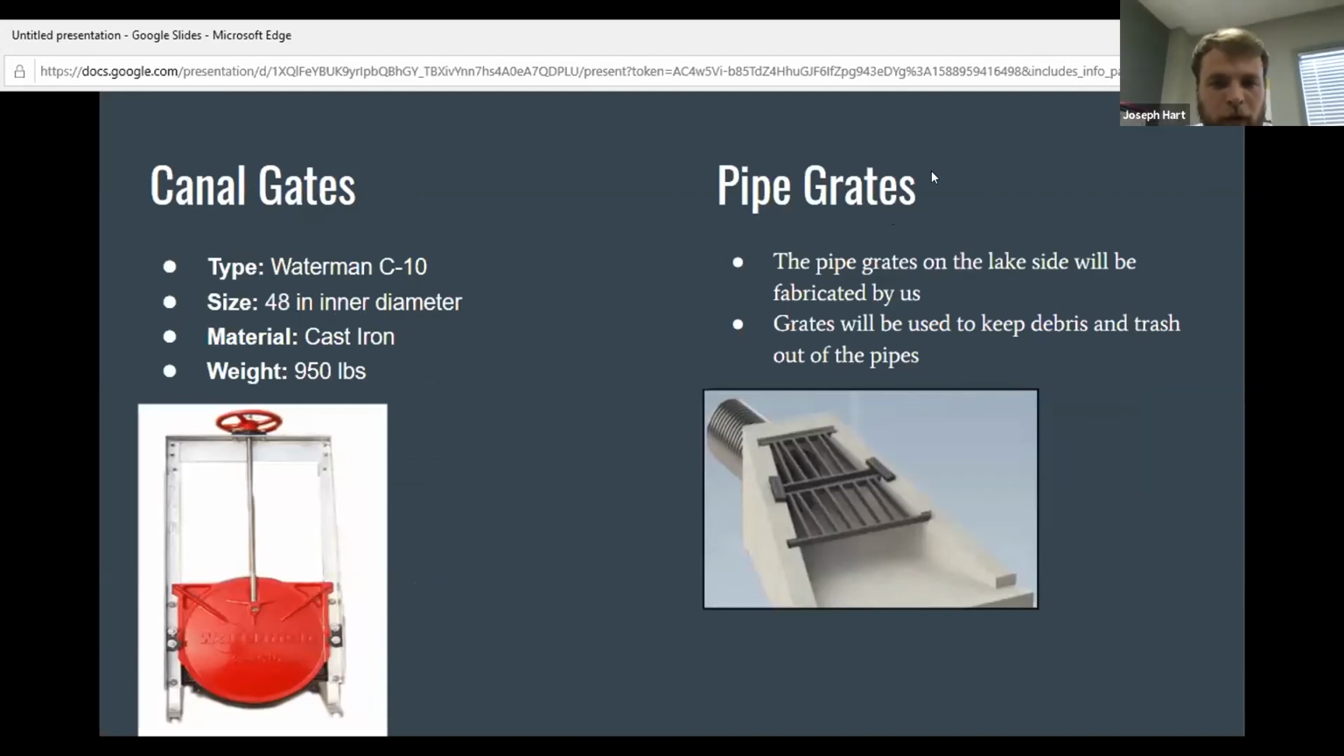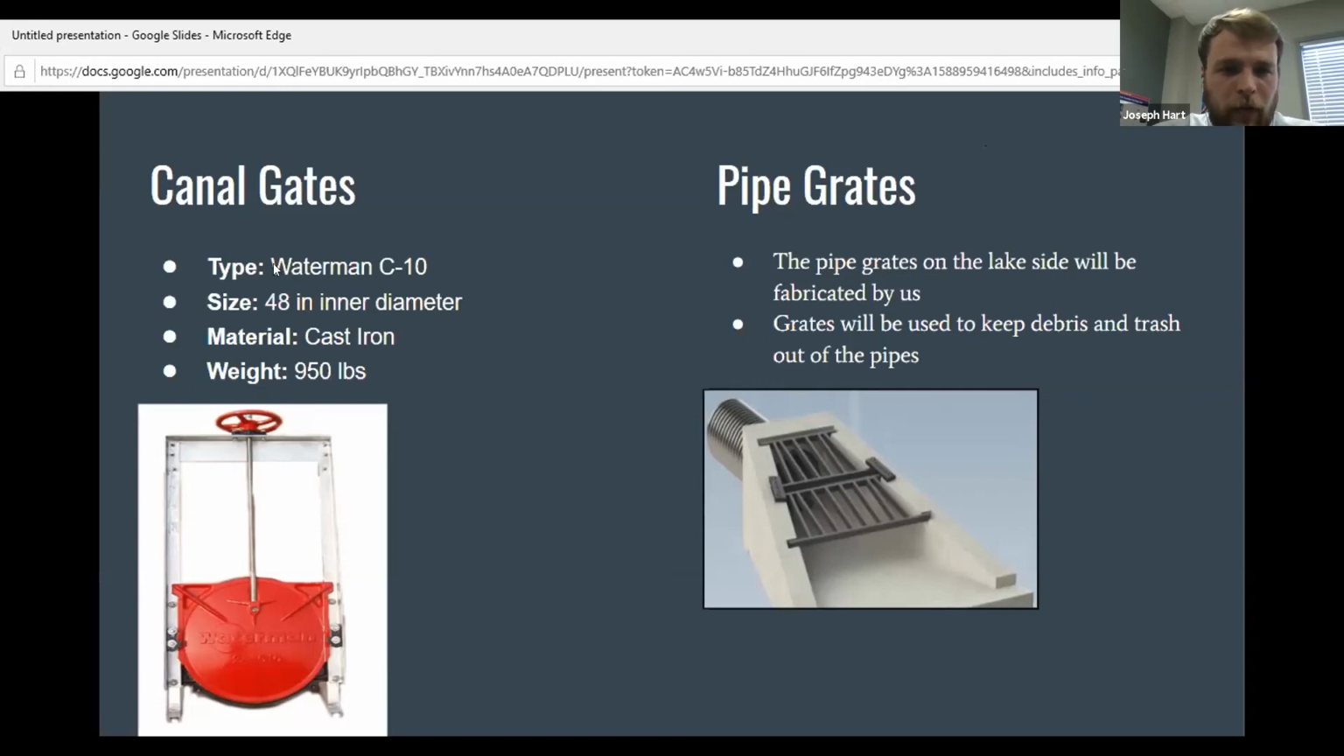So here is a little bit about the canal gates and pipe grates that will be going on either end of the pipe. So on the left, we have the canal gates. They will be going on the spillway side of the pipes, and they will be used to control the lake level. As I mentioned earlier, the current flood control structure there is not really doing its job right now. So with the installation of these new gates, it'll be easier to control the lake level.